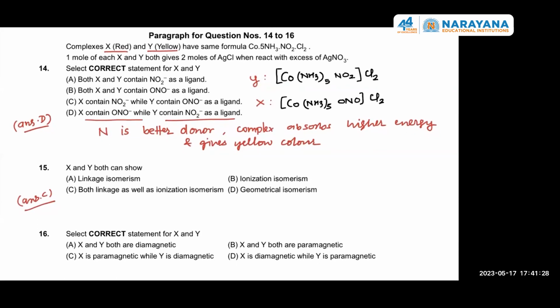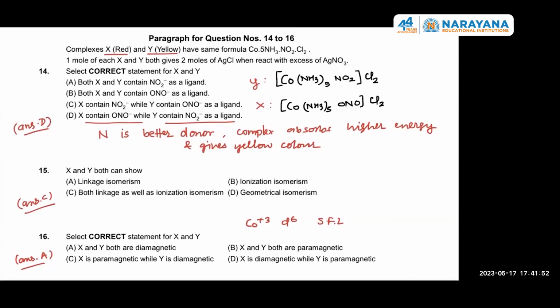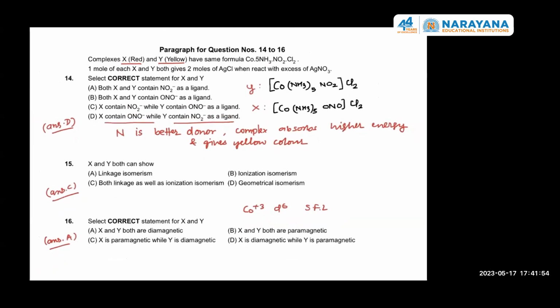In question number 16, the answer is A. Both are diamagnetic, because cobalt in the 3+ complex will have a d6 configuration and strong field ligands are present. So all electrons are paired, and both are diamagnetic in nature. Fine. Any doubt here?